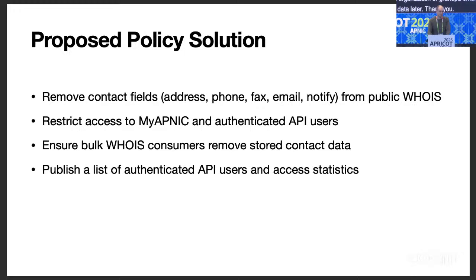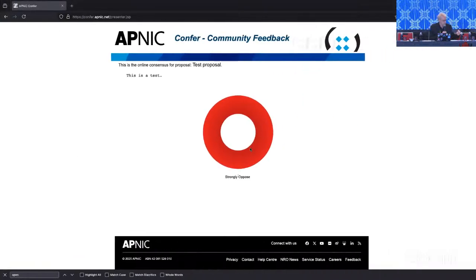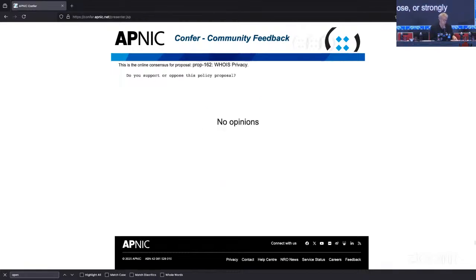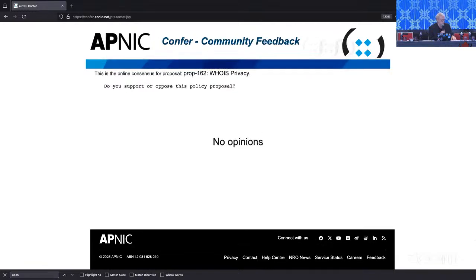So if there are no other comments or questions for John's proposal, we'll go with the call for consensus. You will be given the opportunity to indicate whether you strongly oppose, oppose, support, strongly support, or are neutral. As a reminder, if you strongly oppose, you'll have to step up and explain why. And don't forget, for those who want to use Confer to express their opinion, log in at confer.apnic.net.